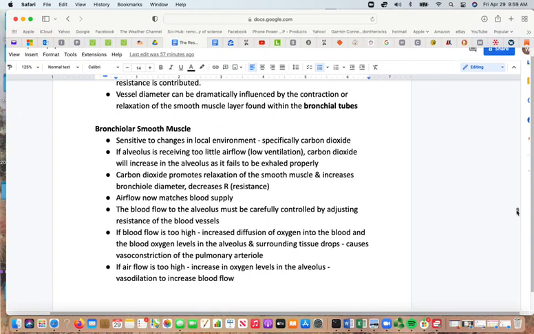The blood flow to the alveolus has to be carefully controlled. You do this by adjusting the resistance of the blood vessels. So if blood flow is too high, you have increased diffusion of oxygen into the blood, and the blood oxygen levels in the alveolus and surrounding tissues drop, causing the pulmonary arterioles to constrict. If airflow is too high, it's going to increase the oxygen levels in the alveolus, and you'll have vasodilation to increase the blood flow.